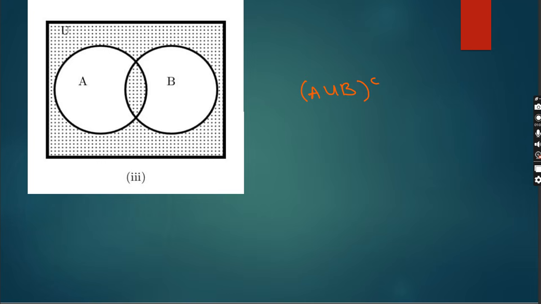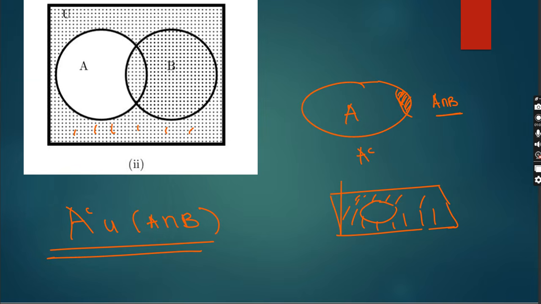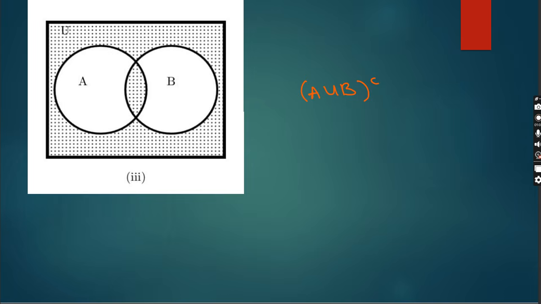Like I was saying, the part of A which is not shaded, the part which was shaded is A complement. Then we combine with the part which was shaded. This is what you need to understand here. So A and B are not shaded, so the part which is shaded is A union B complement.